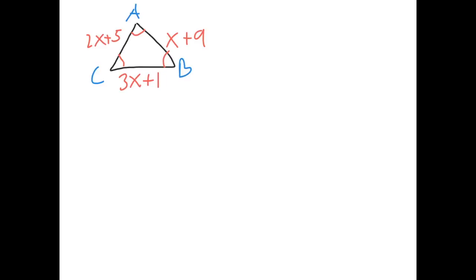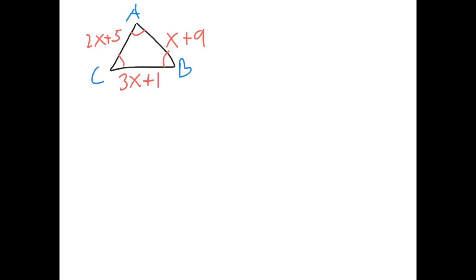So in this triangle, we notice that these three angles, since they're marked with arcs, are all congruent to each other. So since they're all congruent, then that means all of the sides are congruent. Remember from the property of equilateral triangles, if all the angles are congruent, then all the sides are congruent. So that means this side is congruent to this side is congruent to this side.